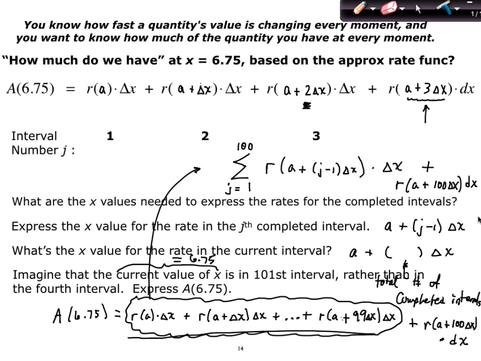Okay, this is looking an awful lot like now our... We still got some details to work out, but this is looking an awful lot like the approximate accumulation function in one line. So the details we have to work out are, this is for specifically 100 completed intervals, and it's not a function of x yet, right? Where's the current x value going to come into this? Where is it going to come into here?